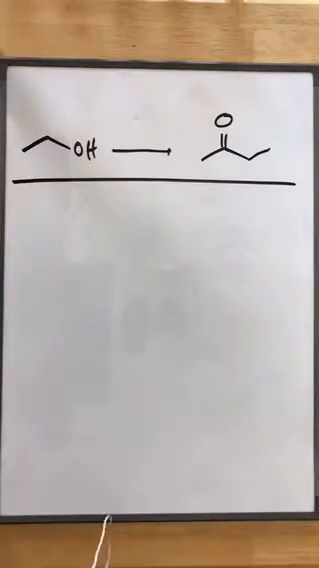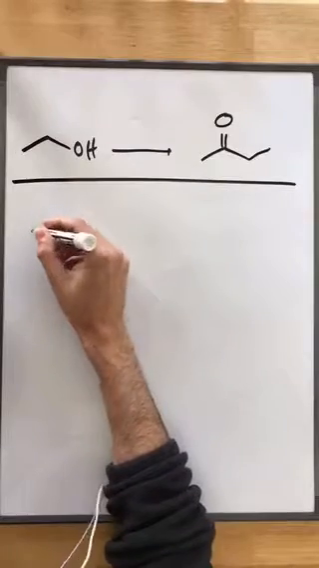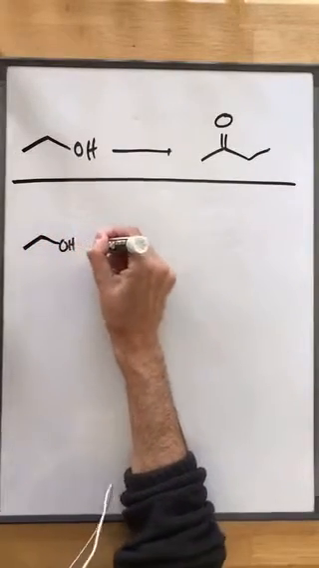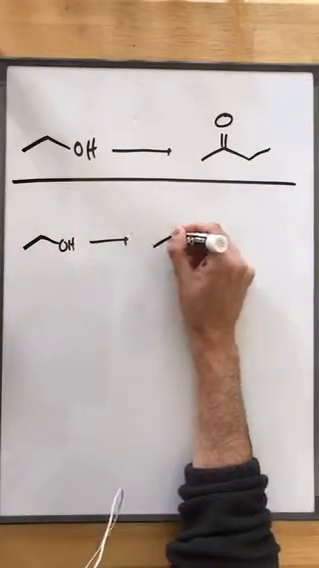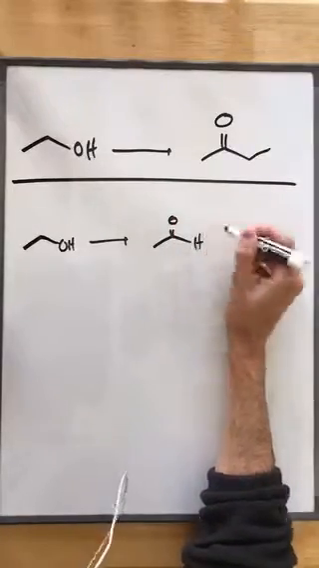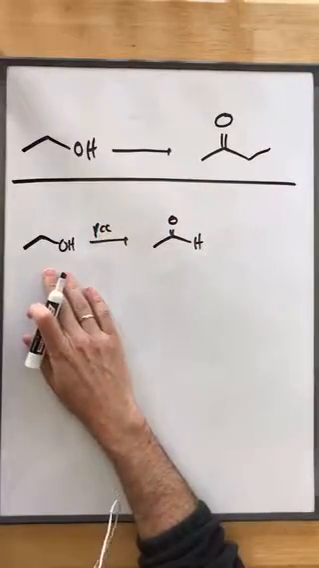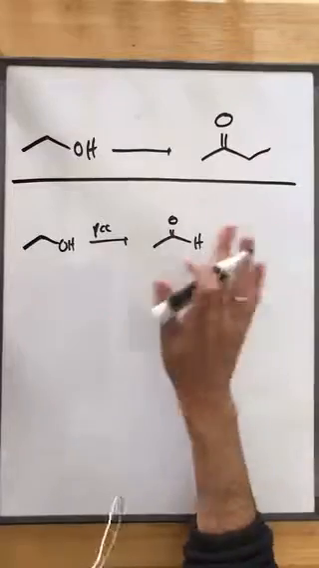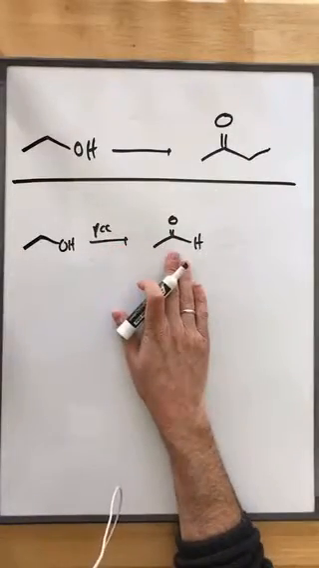All right, so what are some things that we could do here? We could take this alcohol and convert it to the aldehyde using PCC, okay? We don't want to take it all the way, we'll see here in a minute, but we're just going to take this to the aldehyde.